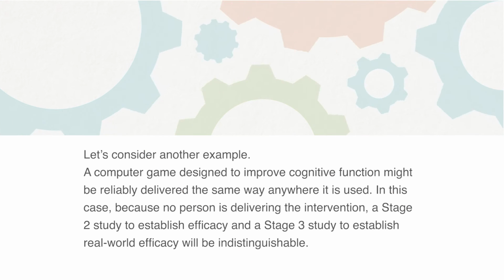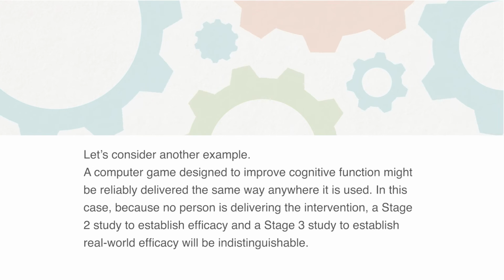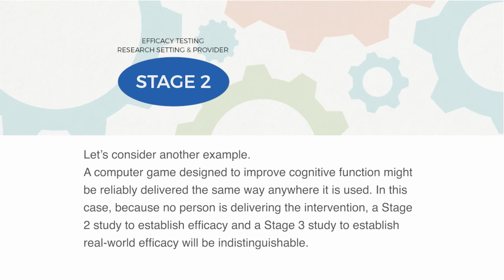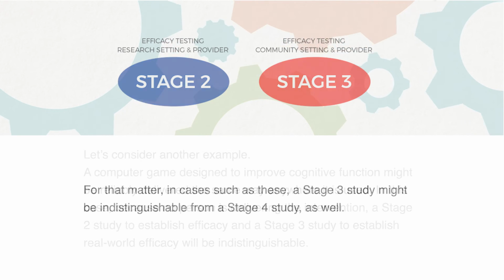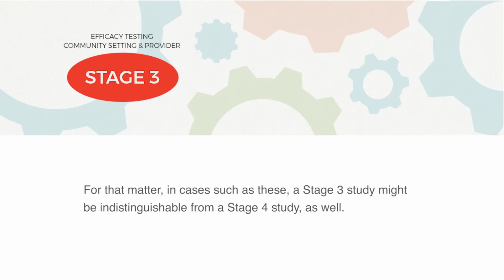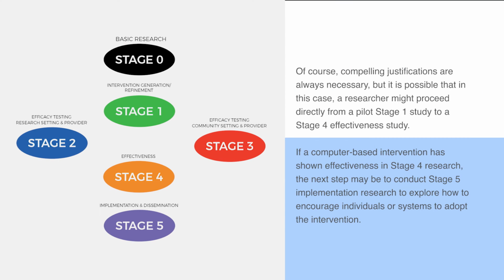Let's consider another example. A computer game designed to improve cognitive function might be reliably delivered the same way anywhere it is used. In this case, because no person is delivering the intervention, a Stage 2 study to establish efficacy and a Stage 3 study to establish real-world efficacy will be indistinguishable. For that matter, in cases such as these, a Stage 3 study might be indistinguishable from a Stage 4 study as well. Of course, compelling justifications are always necessary, but it is possible that in this case, a researcher might proceed directly from a pilot Stage 1 study to a Stage 4 effectiveness study.